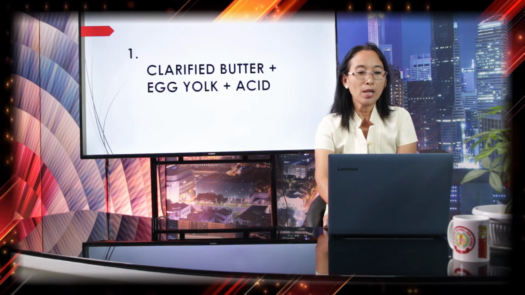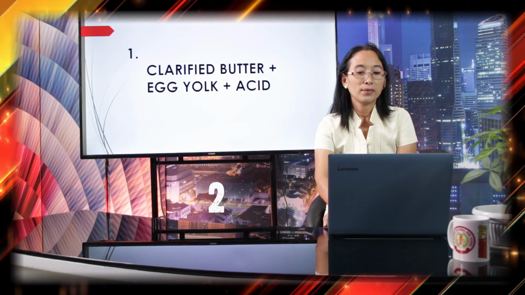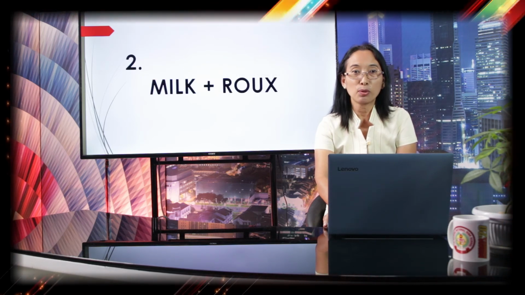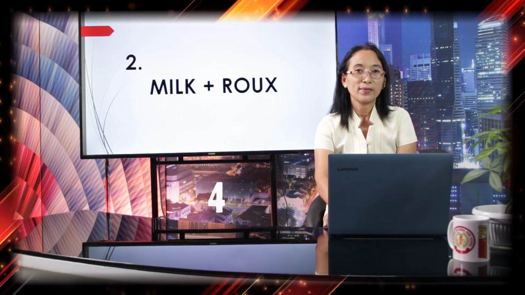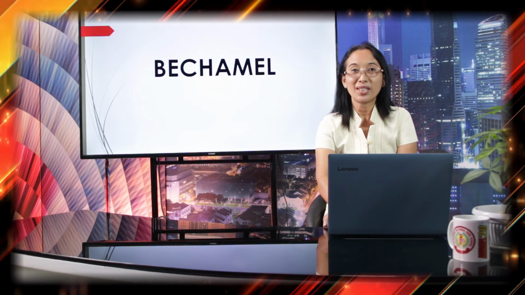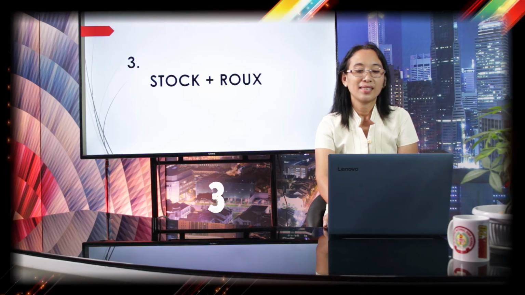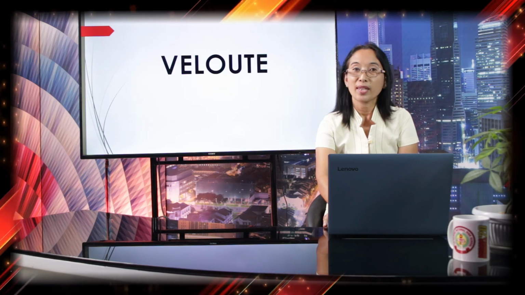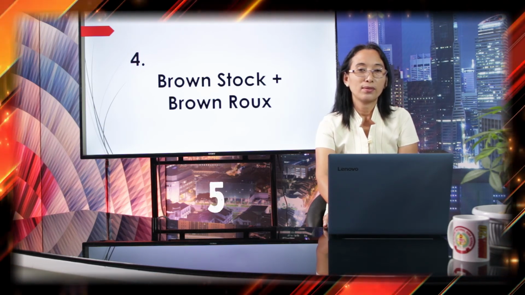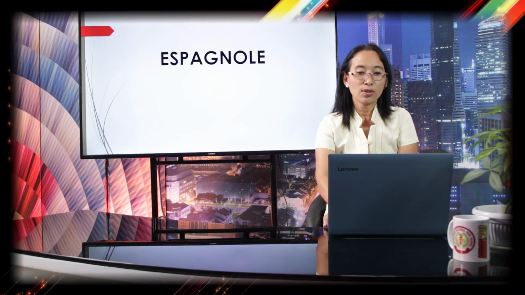Number 1. Clarified butter plus egg yolk plus acid. The answer is hollandaise. Number 2. Milk plus roux. The answer is bechamel. Number 3. Stock plus roux. The answer is veloute. Number 4. Brown stock plus brown roux. The answer is Espanol or brown sauce.